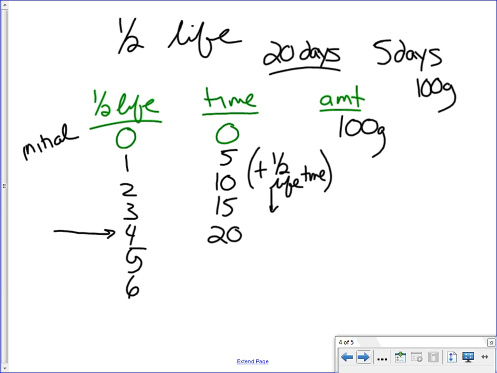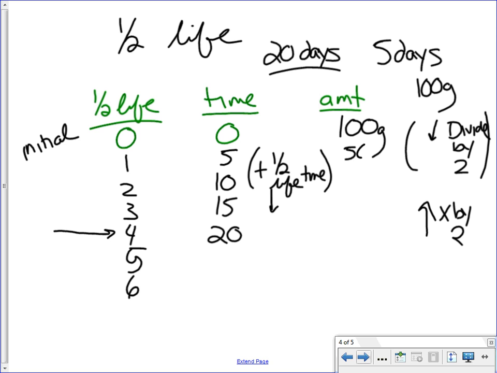Well, how much is left after 4 half-lives? In my amount column, to go down, I divide it by 2. That means to go up, if I know how much I have after 20 days and I want to know what I started with, to go up, I have to multiply by 2. Okay? In this case, I know what I initially started with. So after 1 half-life, I have 50 left. 2, I have 25. 3, I have 12.5, and 4, I have 6.25 grams, okay?